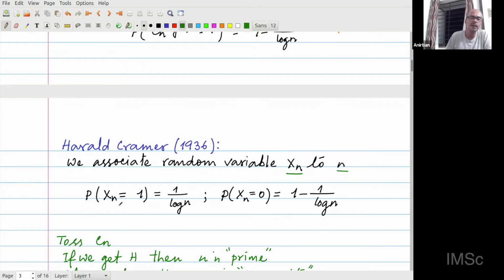The probability of xn taking value 1 is 1 over log n, and the probability of xn taking value 0 is 1 minus 1 over log n. So it takes value 0 and 1, no other option. It takes either 0 or 1. So these are the probabilities, and these random variables can be a possible model for primes. This was first proposed by a mathematician called Harald Cramer in 1936.